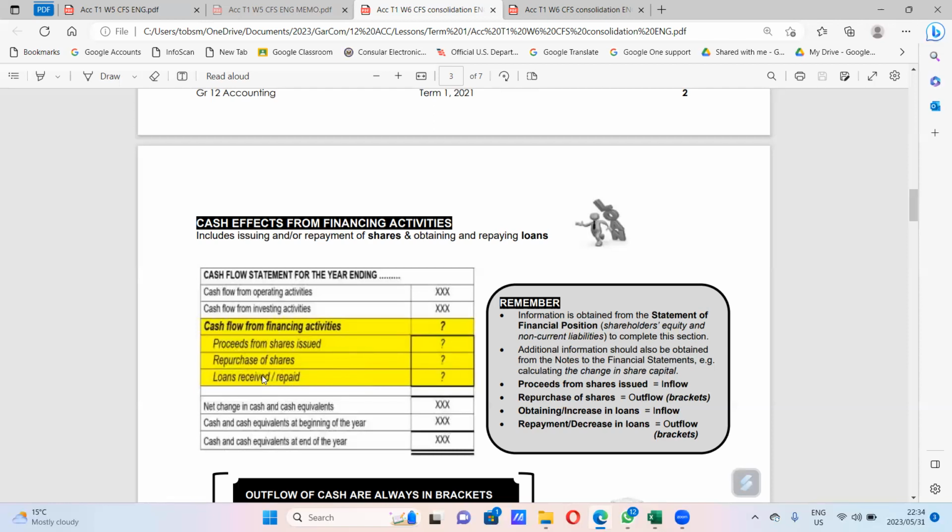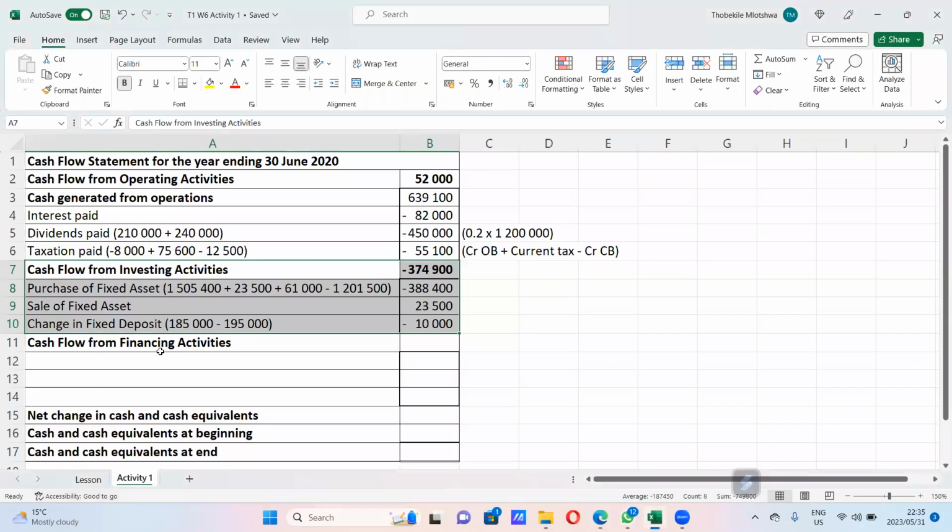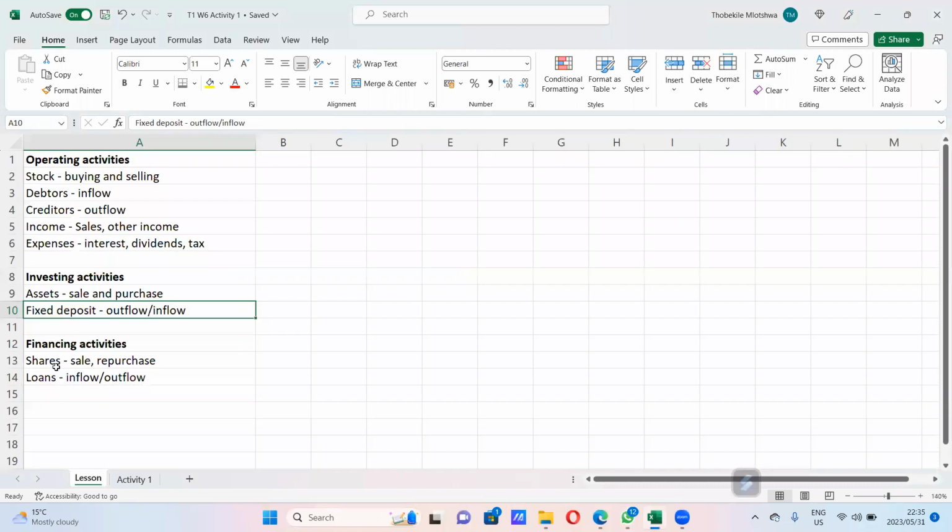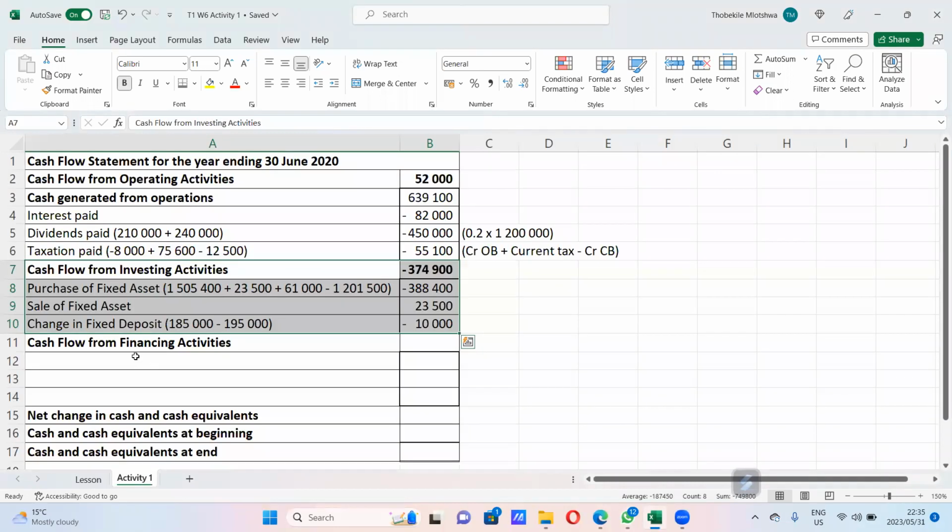Just like the deposit, if last year our loan was 50,000 but this year is 90,000, then we took out another loan, which means we received 40,000 cash, so it's going to be positive. But if our loan last year was 40,000 and this year is 30,000, it means we paid off 10,000, so that 10,000 will be a negative. It's just simple: there are shares and loans, because that's how you finance activities.